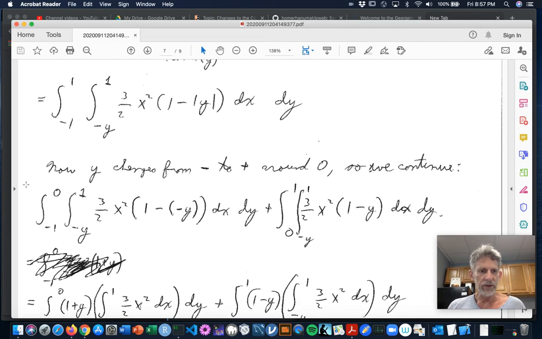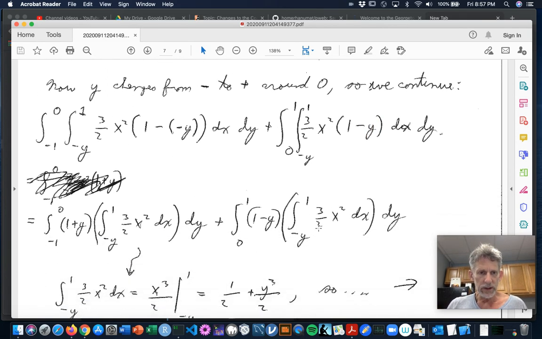And from -1 to 0, where y is negative, the absolute value of y is the opposite of y, and the absolute value of y is just y over in this other integral. So simplifying a little bit, this is a 1 plus y, which we can drag outside of the inner integral. And here we have a 1 minus y that we can drag outside the inner integral.